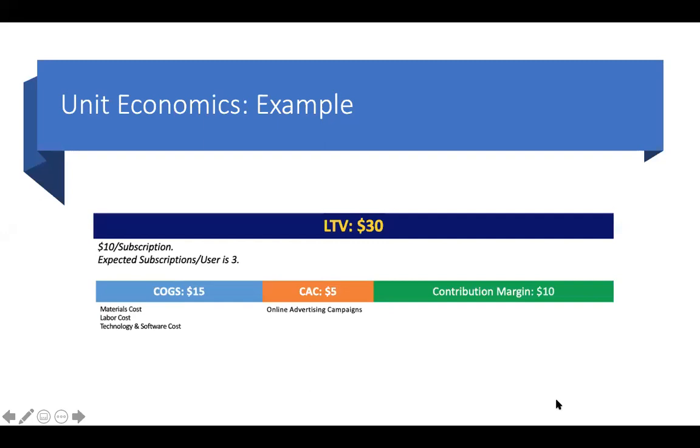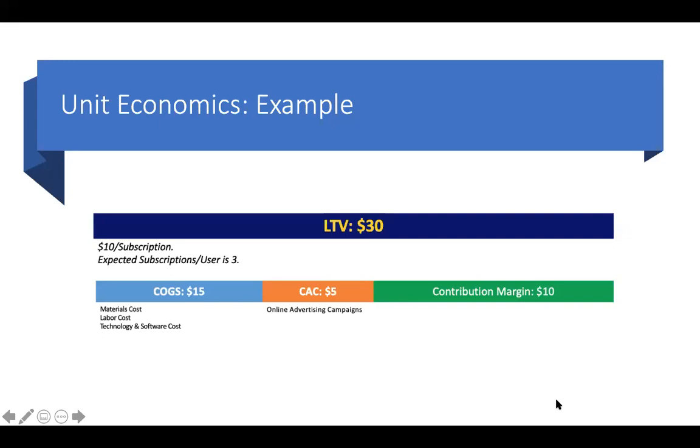Then you have the cost of goods sold for a given user and the customer acquisition cost for a given user. In this case, I have $10 per subscription. During the lifetime of the user, I expect the user to stay on the platform for 3 years on average. So the LTV is $30, and I estimated the cost of goods sold to be $15 per user.